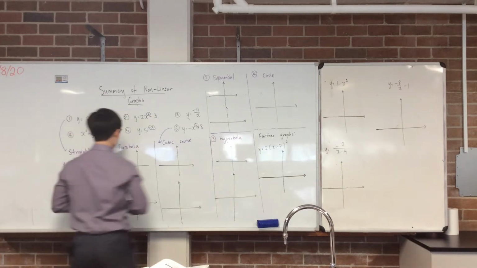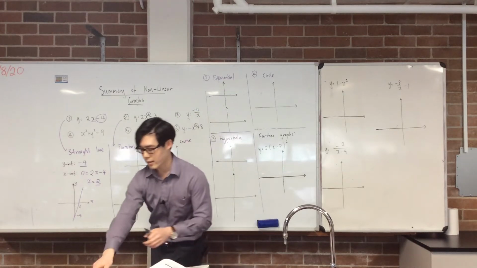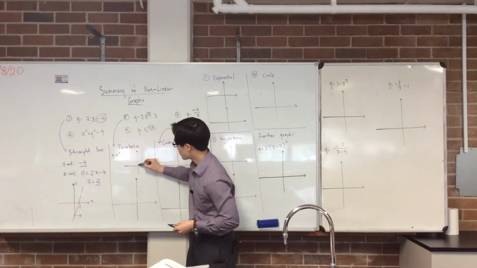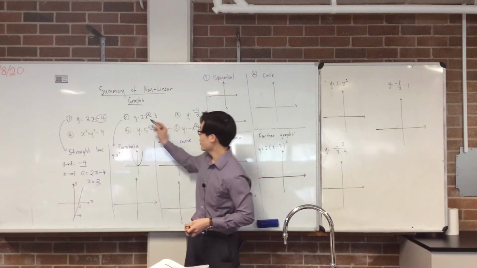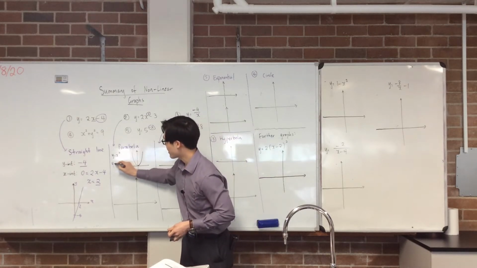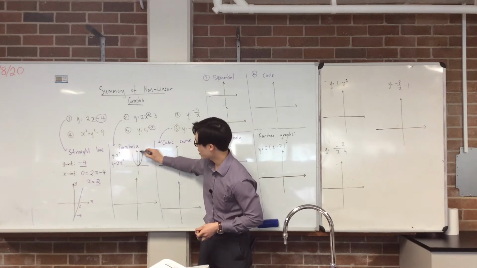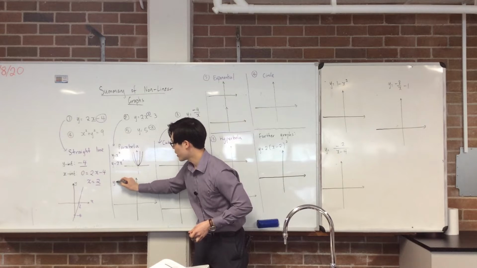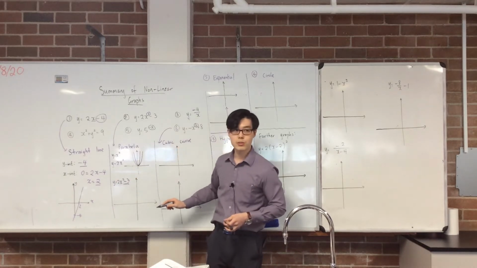Now, with parabola, girls, we know y equals x squared is just a normal parabola like that. But we've also learned if you have a number in front of the x squared, it gets narrower. So a narrow graph like that. But in here, we've also got y equals 2x squared minus 3. What does the minus 3 do to the graph?